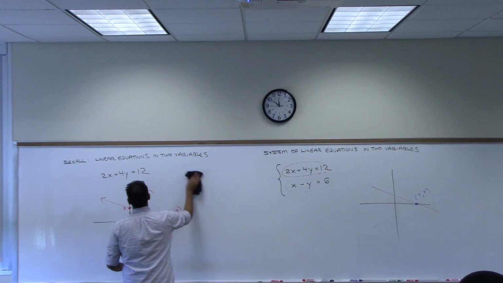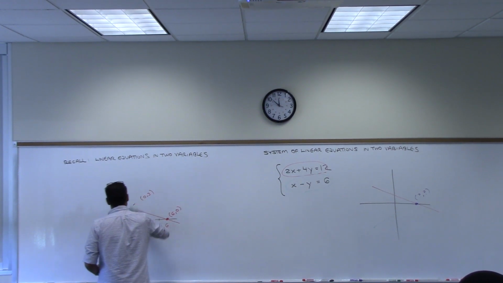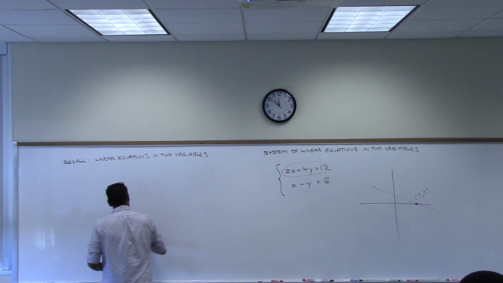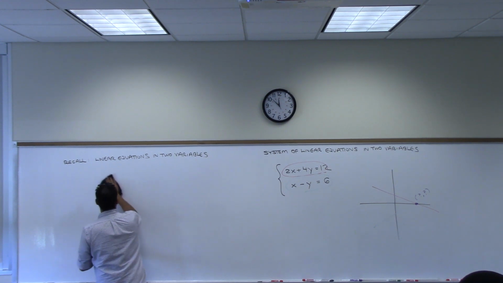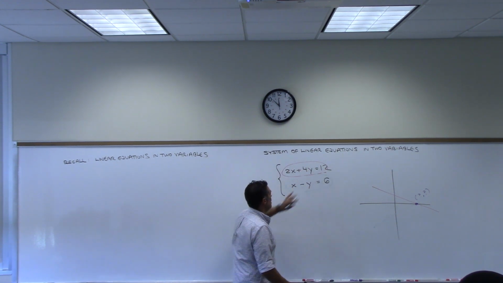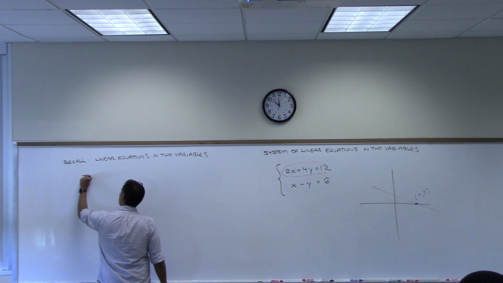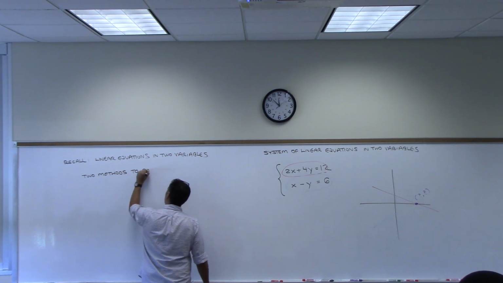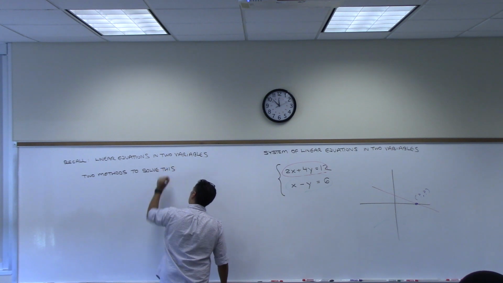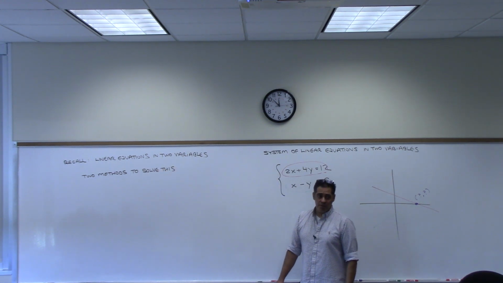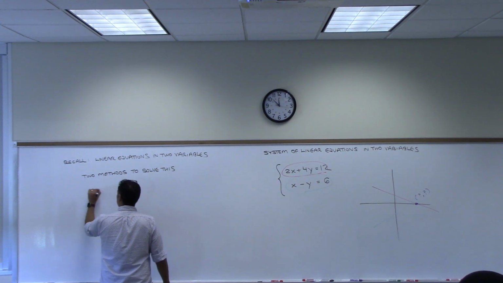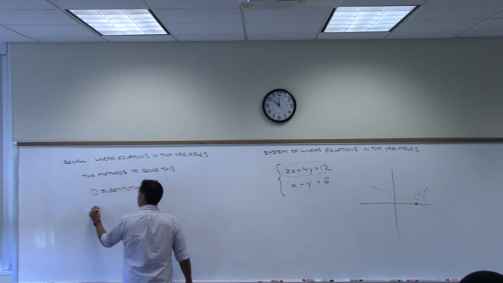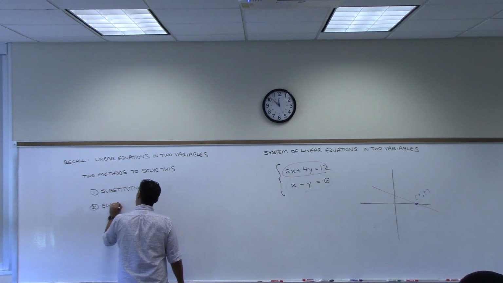There are two methods to do this. Right, so this right here is a system of linear equations. There are two methods to solve this. The first method is called substitution. And the second method is called elimination.